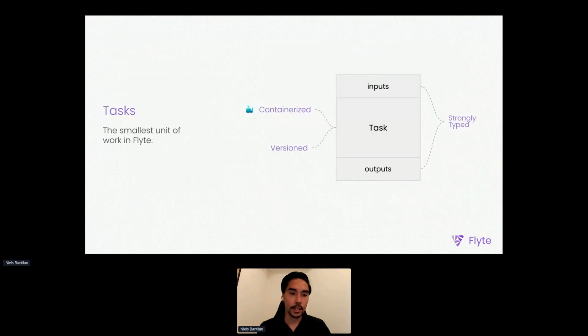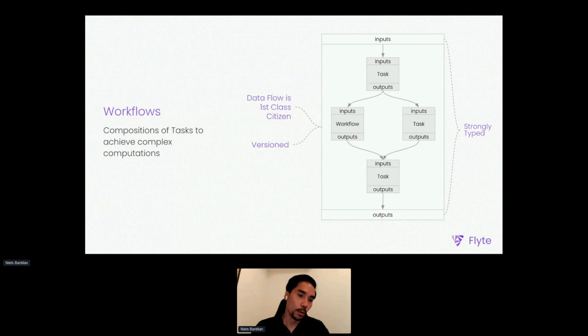So the smallest unit of compute in Flyte is known as a task. And these are containerized and fully versioned and strongly typed. I'll show you what the code looks like a little later. The way you string together different tasks is in this workflow abstraction, where data flow is a first-class citizen. Because you have a type system, it allows Flyte to take care of serializing and deserializing data to and from the different tasks in your workflow. Workflows are also versioned and strongly typed, so you can have workflows within workflows.